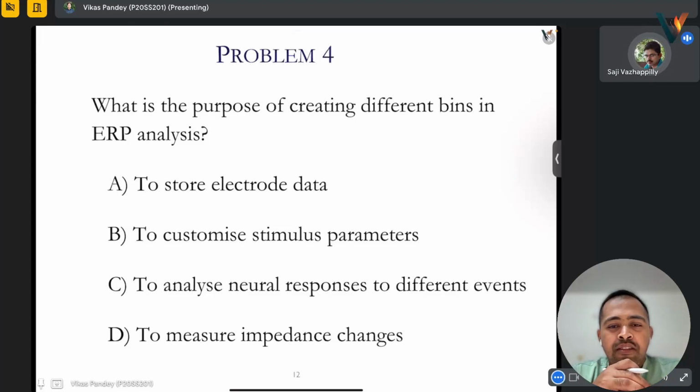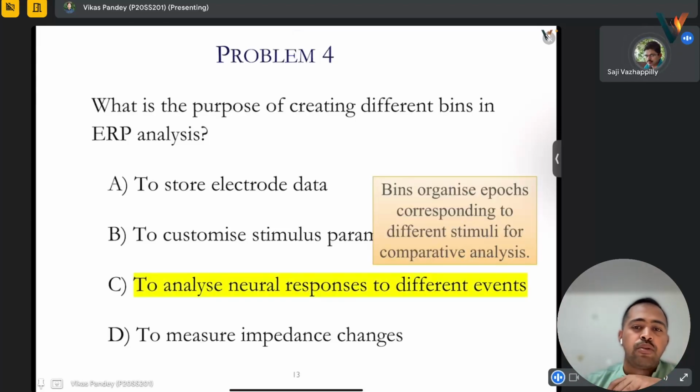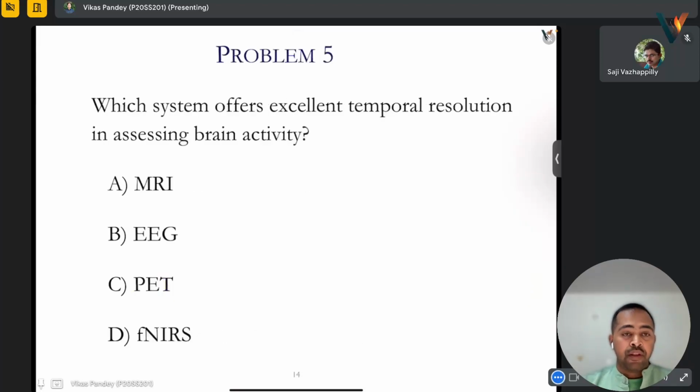Maybe neural response to different events. Yeah, so it is neural response. It is just a way of organizing epochs or events corresponding to different stimulus for comparative analysis. Okay, same data, but with different stimulus, so they are put in different bins.